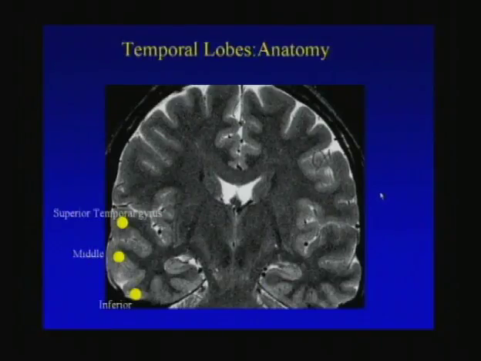Let's take a look at the neocortex. This is the normal 6-layered cortex, the temporal lobe. If you take a look at the white matter interdigitating in between the cortex, we have the superior temporal gyrus, the middle, and the inferior temporal gyrus. The next named gyrus is the fusiform gyrus, and the most medial gyrus is the parahippocampal gyrus.